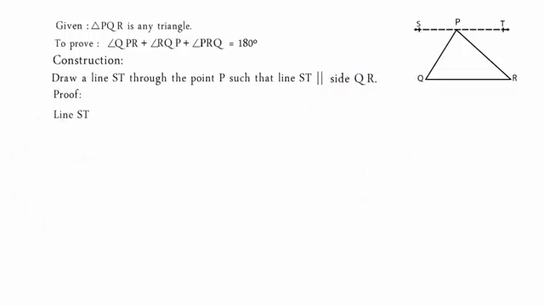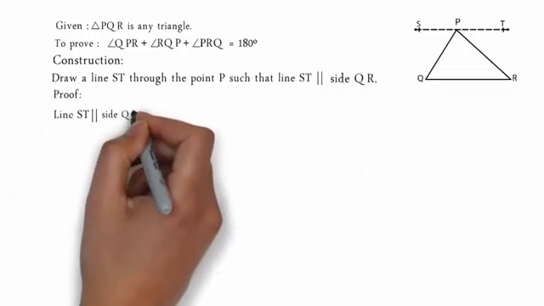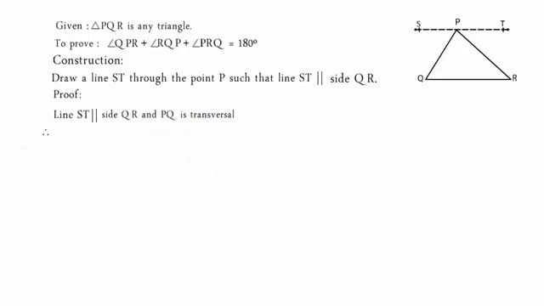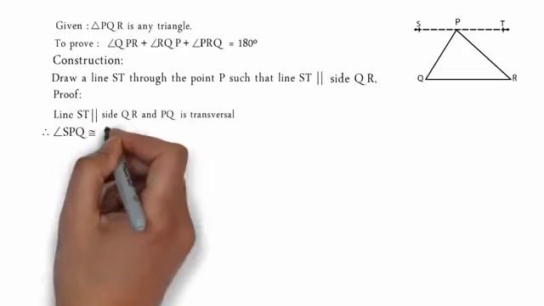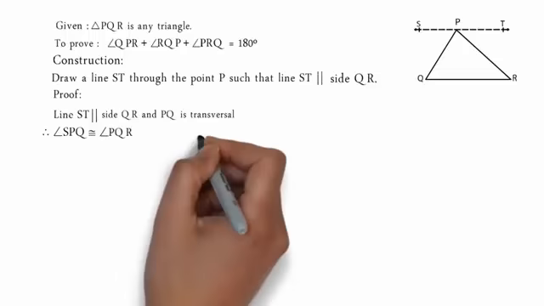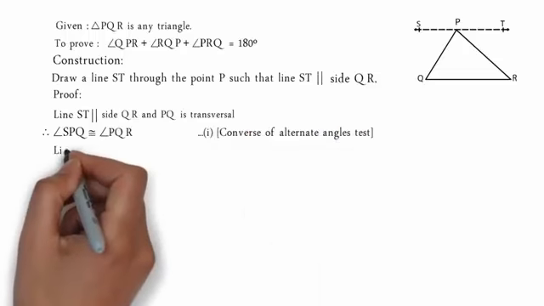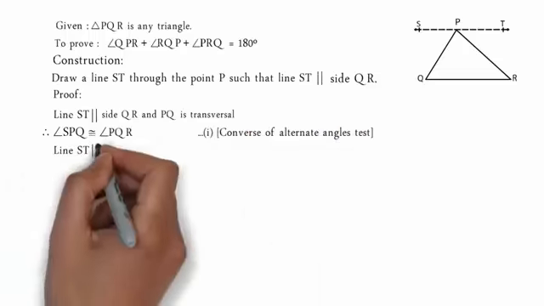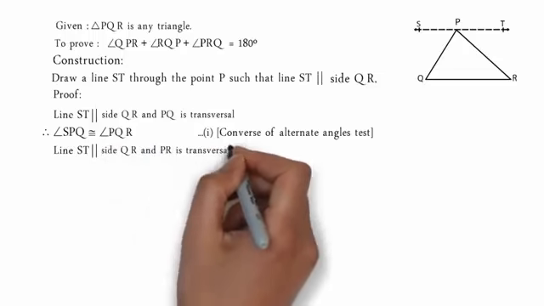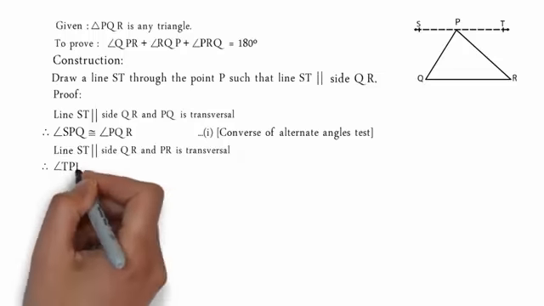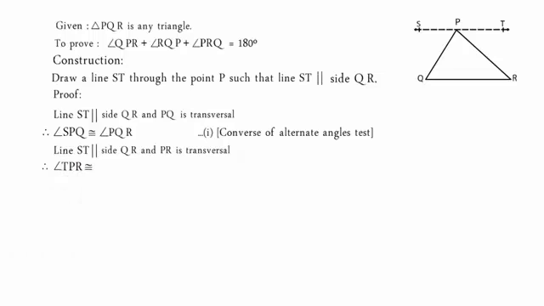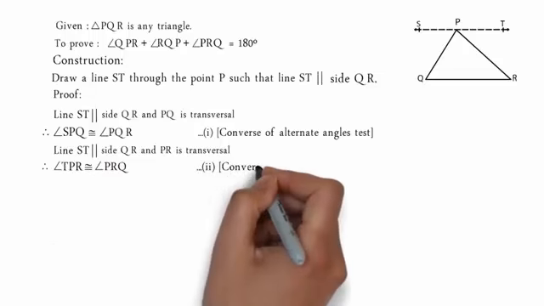Prove, as line ST is parallel to side QR, PQ becomes the transversal. Thus, as we know the converse of alternate angles test, angle SPQ is congruent to angle PQR. As line ST is parallel to side QR, PR becomes the transversal. Thus, as we know the converse of alternate angles test, angle TPR is congruent to angle PRQ.